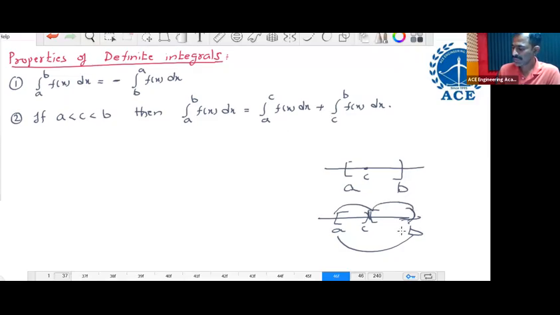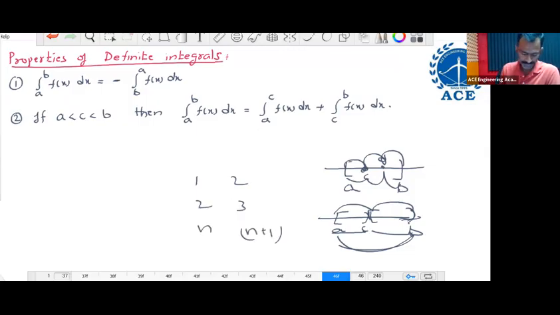A to b is the same as a to c plus c to b. So if you take one point, then we write the sum of two integrals. If you take one more point d, then we write the integral as the sum of three integrals: a to c, c to d, d to b. One point, two integrals; two points, three integrals; n points, n plus 1 integrals, within the interval.